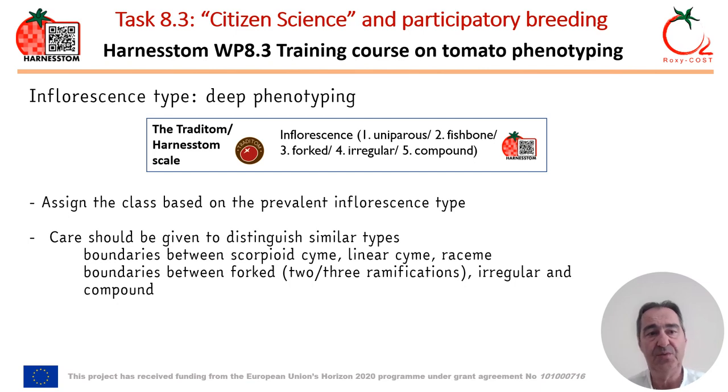So, if you want to deepen the recording of the inflorescence structure, you may take into consideration more classes. In our phenotyping in the Traditom and Harnessing projects, we made reference to 5 classes: simple and fishbone for the uniparous ones, and forked, irregular, and compound for the multiparous ones. This follows an evident increased level of complexity.